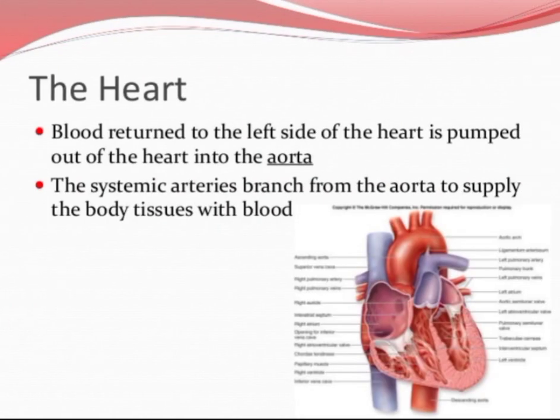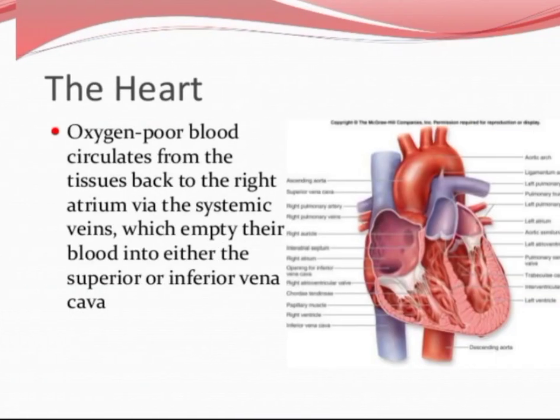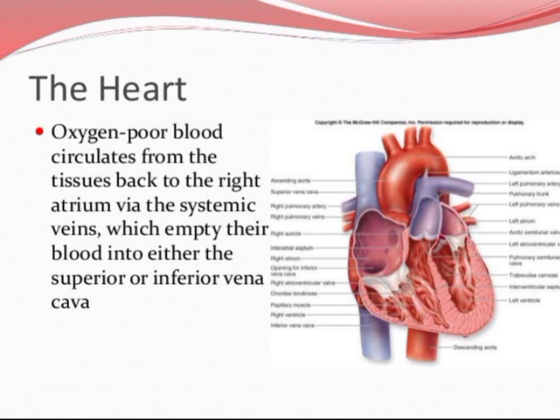The blood that returns to the left side of the heart is pumped out of the heart into the aorta. The systemic arteries branch from the aorta to supply the body tissues with blood. Oxygen-poor blood circulates from the tissues back to the right atrium via the systemic veins, which empty their blood into either the superior or inferior vena cava.